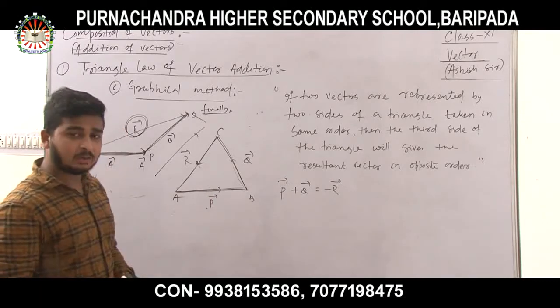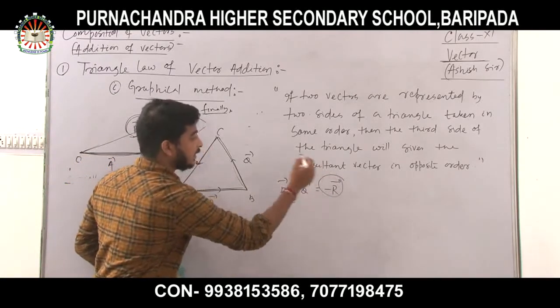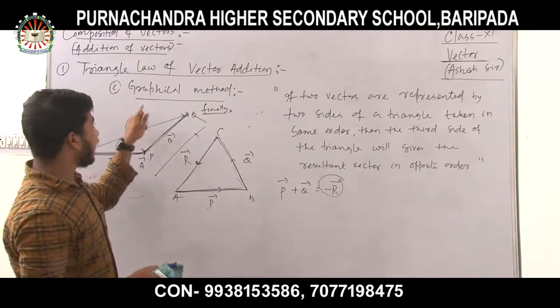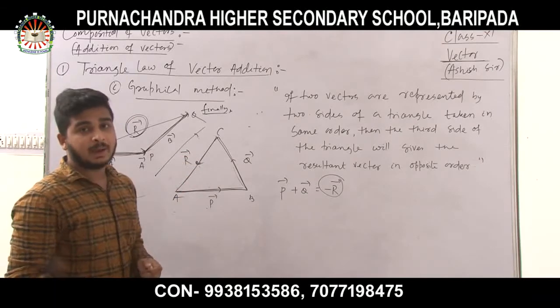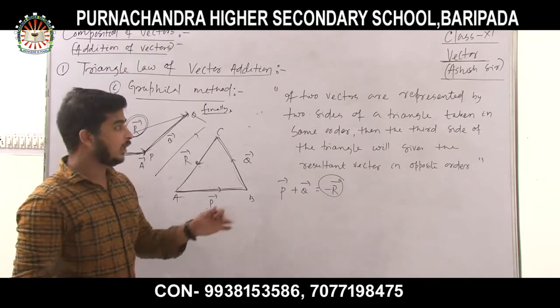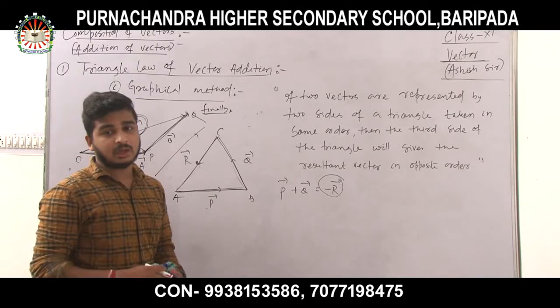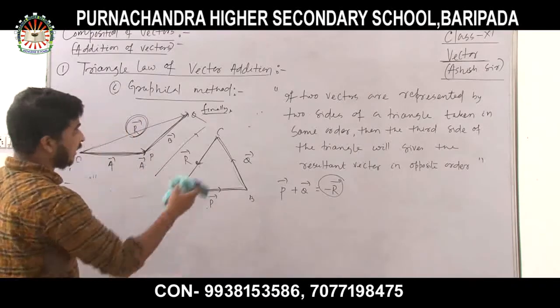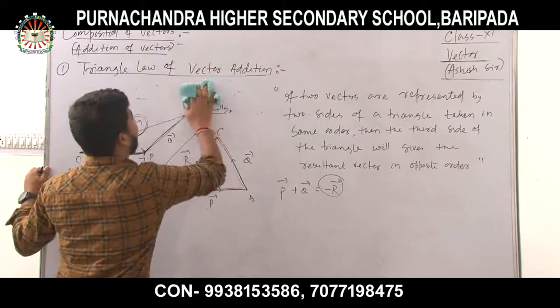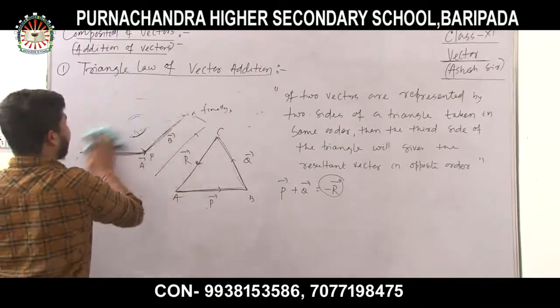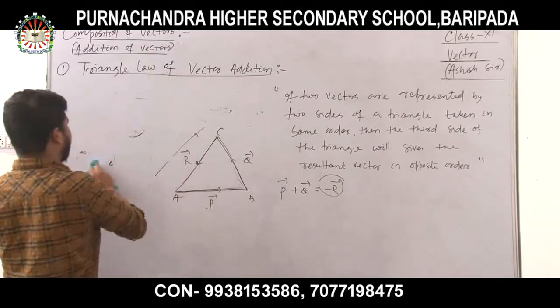So I want to calculate the magnitude as well as direction. You just can't use the graphical method to calculate the magnitude. You have to find an analytical method in order to find the magnitude as well as direction of the vector. Let's see the analytical method for vector addition.